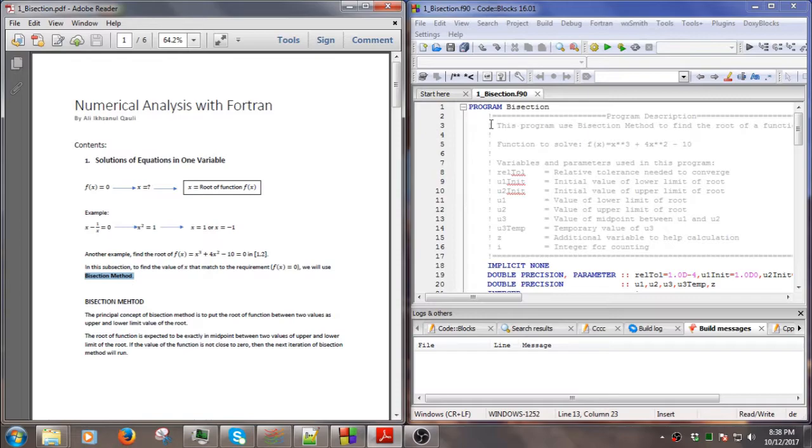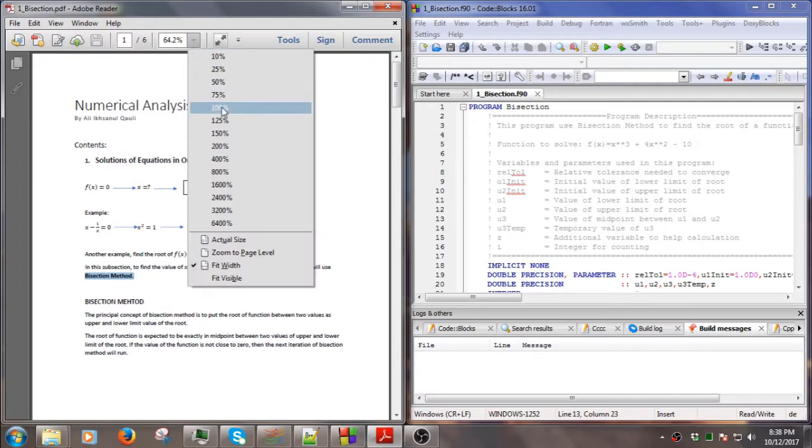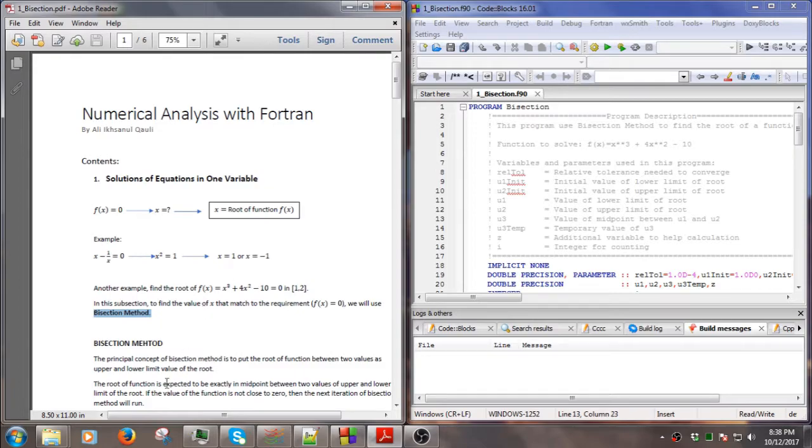Hello, in this video we will learn how to find the solution of an equation in one variable by using the bisection method. So the problem is simply like this. If we have a function in one variable and it's equal to 0, it means we have a root of the function. So x is the root of the function f(x) here.